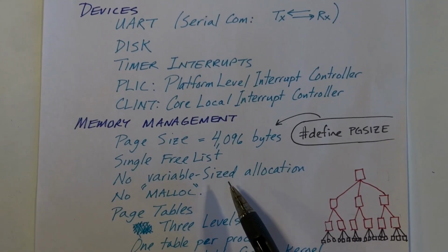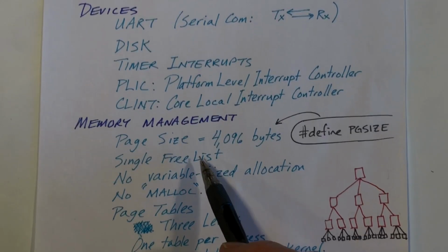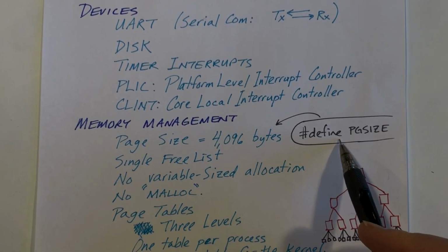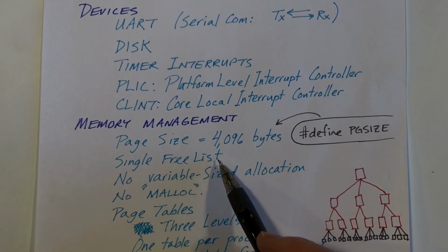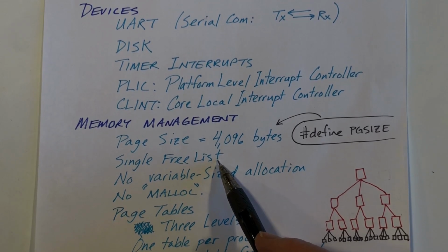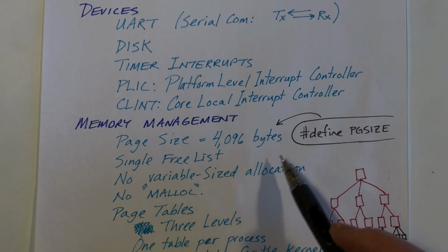Memory management is pretty simple. Physical memory is divided into pages, and the page size is fixed with a #define at 4 kilobytes. Memory is allocated, at least for the kernel, from a free list. There's a free list of unused pages, and it's a simple linked list, and whenever the kernel needs more memory, it allocates a page from the free list, and when that page is no longer needed, it is returned by adding it to the front of the free list. Very basic memory allocation scheme.